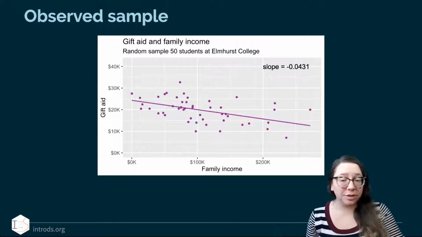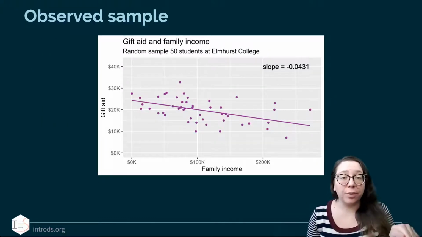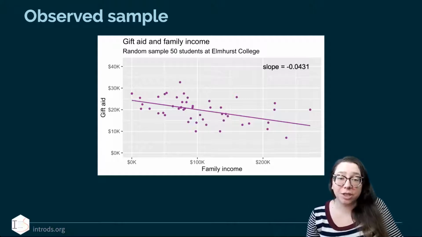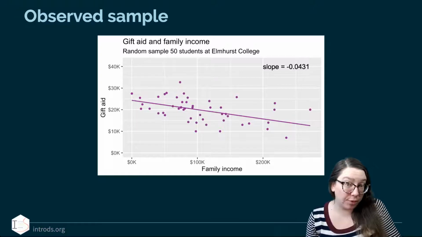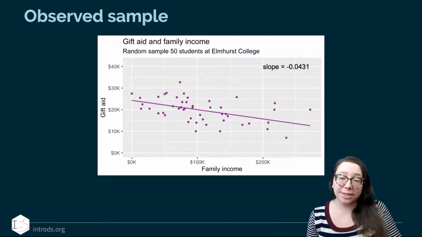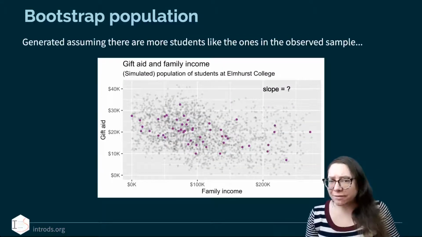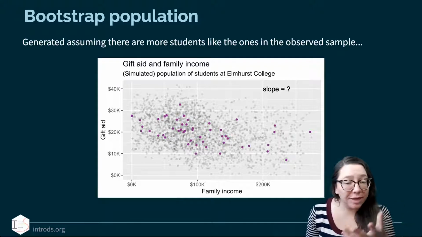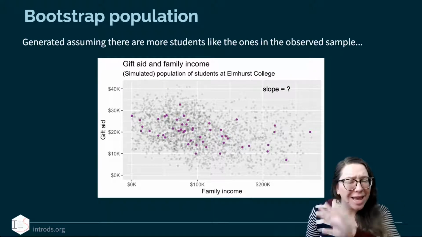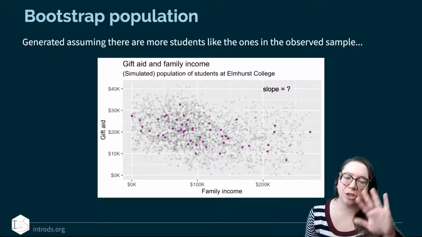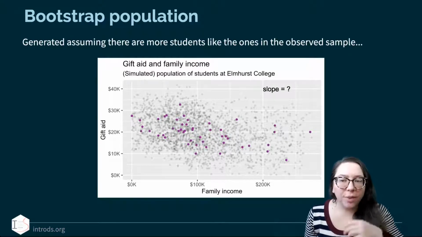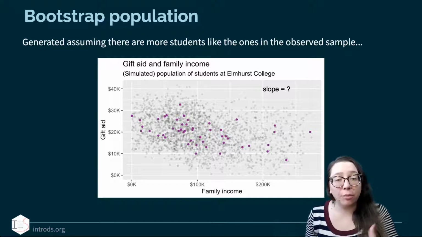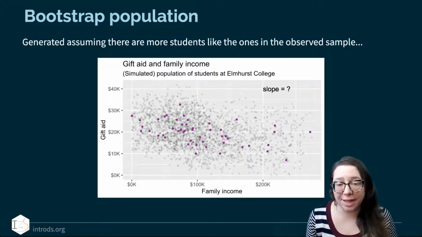Here's our observed sample. So this is the same data you've seen before with that regression line that we fit in, and that's that slope of negative 0.0431 that we've seen earlier. Here is data from our random sample of 50 students that we have observed. What I've done here is simulated, so this is not real. The gray points are not real, they're simulated, but I was assuming that, well, if you have these purple points, these are the observed students, chances are the rest of the population looks something like those gray points. So these have been generated assuming there are more students like the ones in the observed sample.